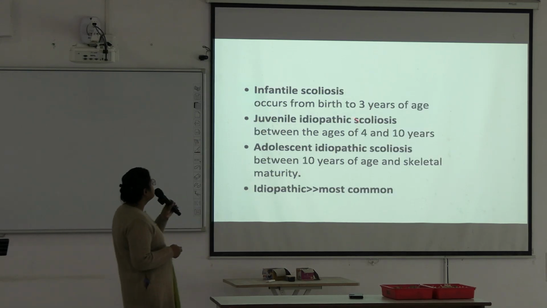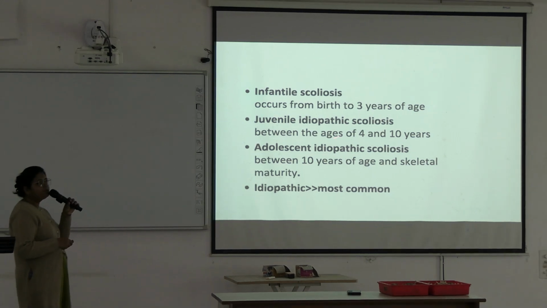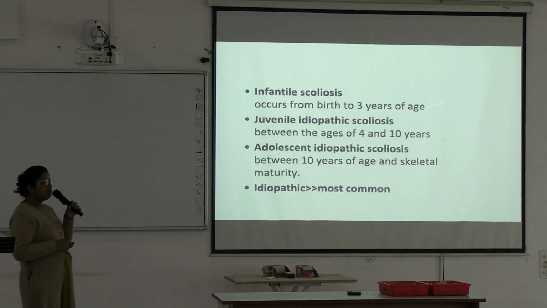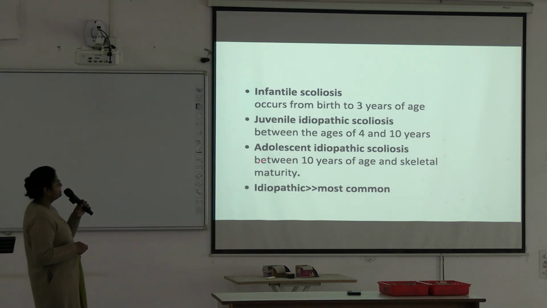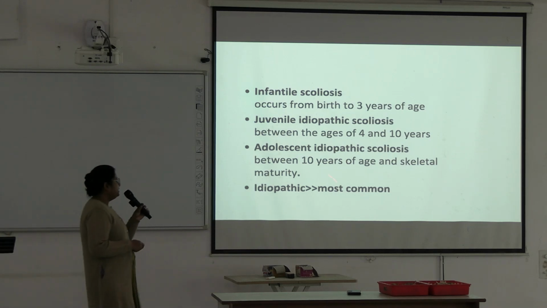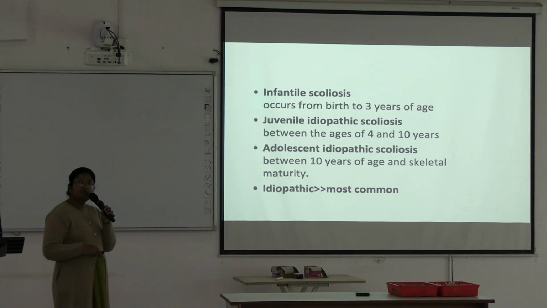Next, these are the different types of scoliosis. Infantile scoliosis occurs from birth to 3 years of age. Juvenile idiopathic scoliosis occurs between the age of 4 to 10 years. Adolescent idiopathic scoliosis occurs between 10 years of age and skeletal maturity. Idiopathic is the most common cause of scoliosis.